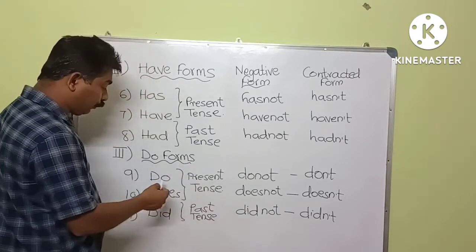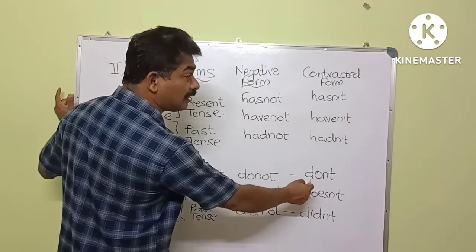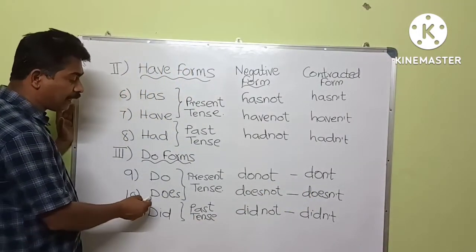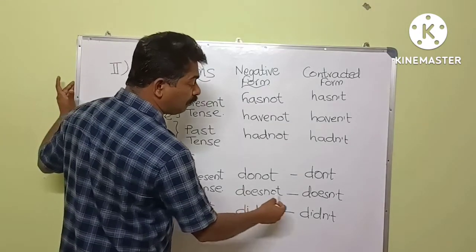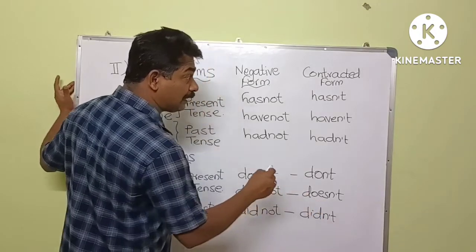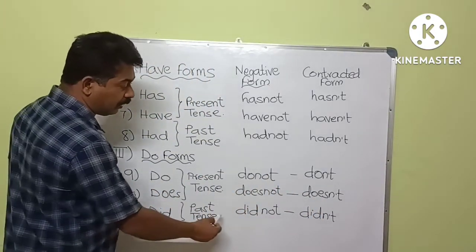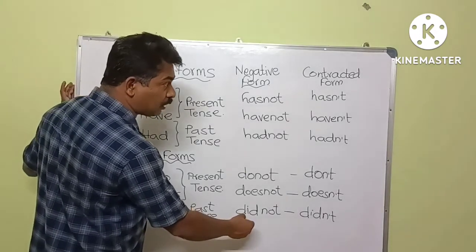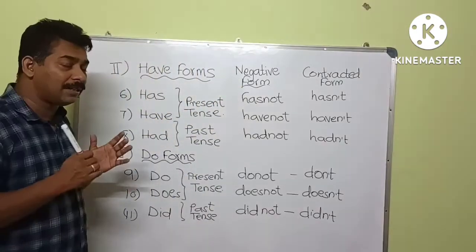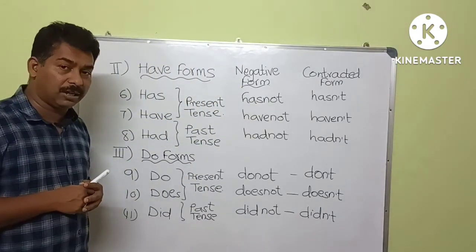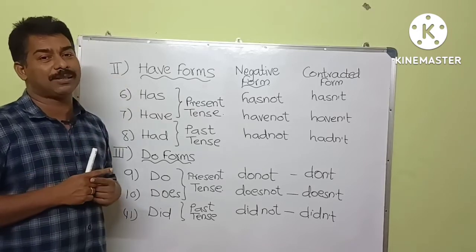The negative form of do is do not. Contracted form of do not is don't. Second one, does. Does not is the negative form. Doesn't is its contracted form. 11th one is did. Negative form is did not. Contracted form is didn't. That's the end of primary auxiliary verbs. Shall we move to the next category, that is modal auxiliary verbs.